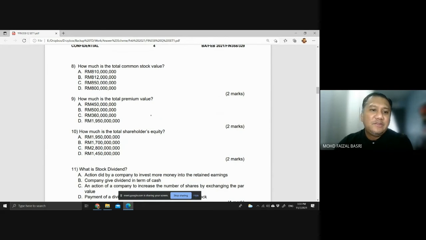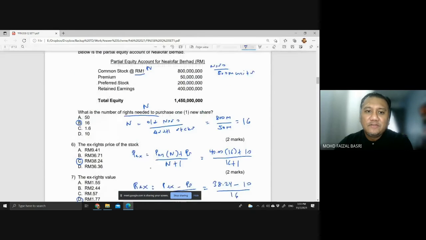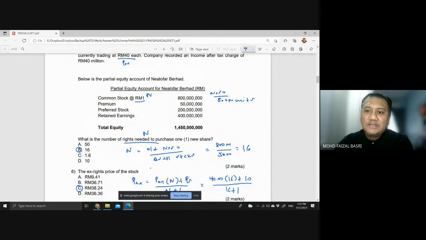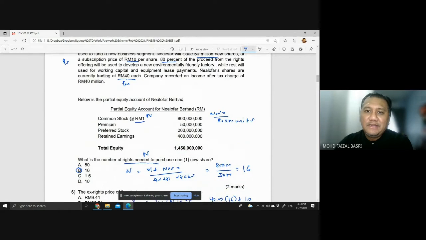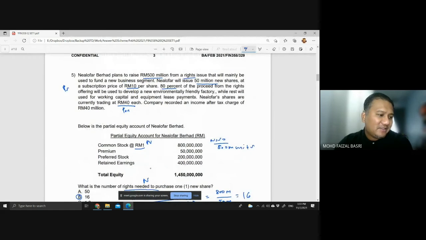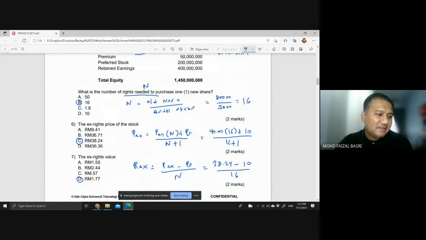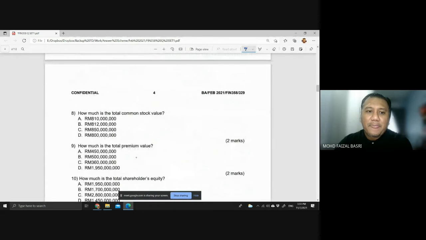Okay, this is the finishing part. What will be the total common stock values? So the original common stock value is 80. Then there is an additional 50 million. So very straightforward. 80 plus 50, so 850,000.